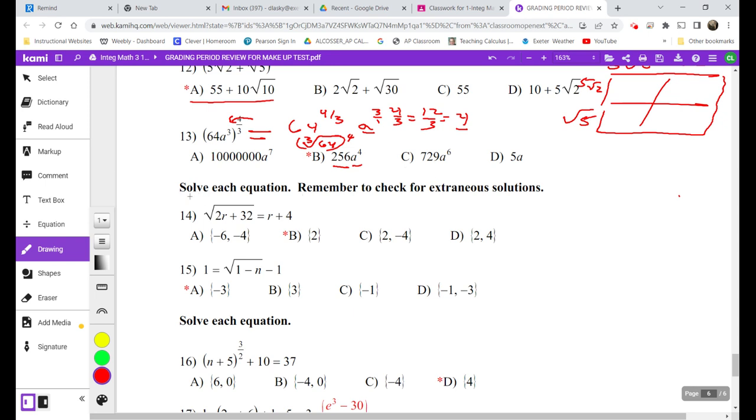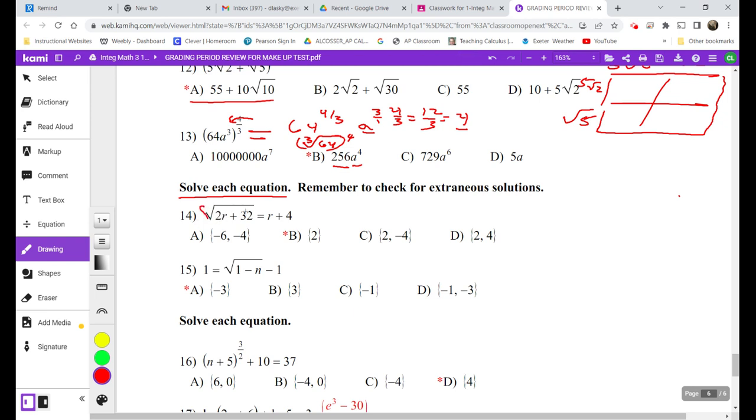So, we are down to the last half. I'll be there tomorrow at lunch. And so, we need to get rid of the square root. So, we're solving equations. Don't forget, solving equations require us to just work inverse. So, how do I get rid of the square root?